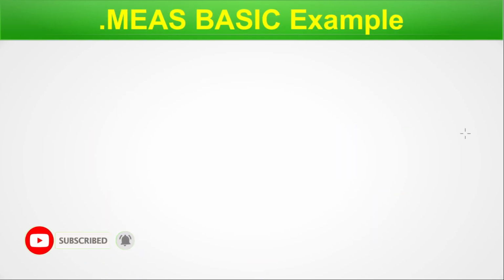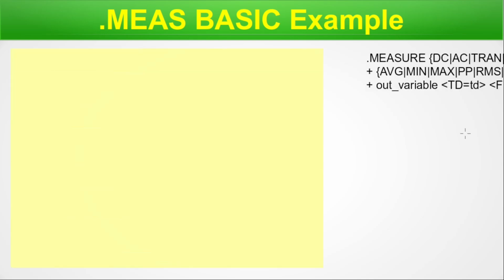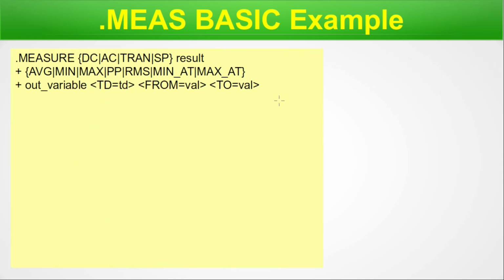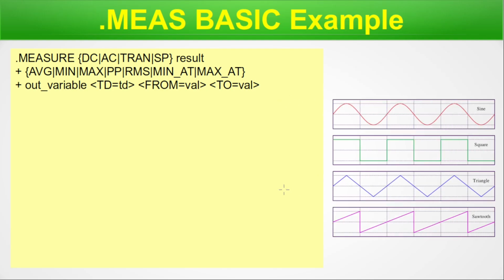Dot measure basic example. So here you will see some basic, fundamental examples that will help you to grasp the meaning. So this is the syntax. We are not going into detail. Here is the basic set of waveforms that we generally find. So this is a sine wave, this is a square wave, this is a triangular wave, this is a sawtooth wave. You know all of these waves. And let us see some examples.